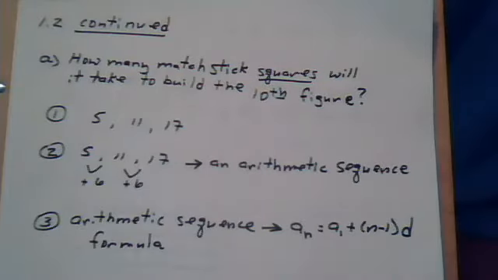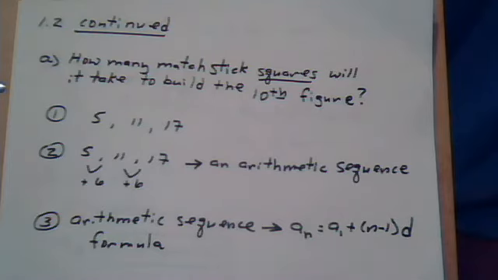A, how many matchstick squares will it take to build the 10th figure? So you don't have to draw anything, just make a list that has the number of squares as the figure evolves. The first figure had 5 squares, the second 11 squares, the third 17 squares. Notice that to get from 5 to 11, you would have to add 6. To get from 11 to 17, you would have to add 6. Or you could say 11 minus 5 is 6, 17 minus 11 is 6. The main point is that you're adding the same amount to get from one term to the other.